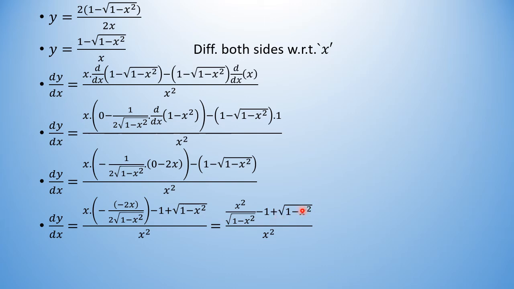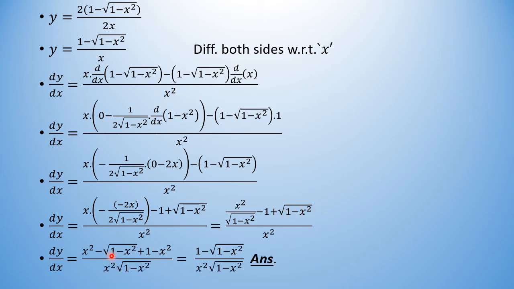Now let's take LCM, and I will have x square as it is. 1 minus square root of 1 minus x square will be multiplied with this 1, and square root of 1 minus x square will be multiplied with this. As a result, its square root will cancel, and I am going to get this x square minus square root of 1 minus x square, you can see it here, plus square root of 1 minus x square into square root of 1 minus x square, which becomes square root of 1 minus x square whole square.